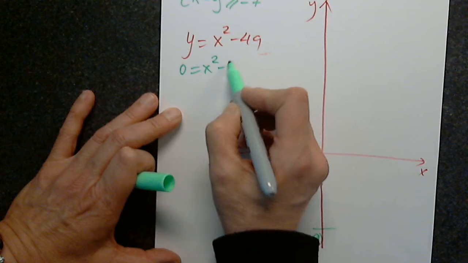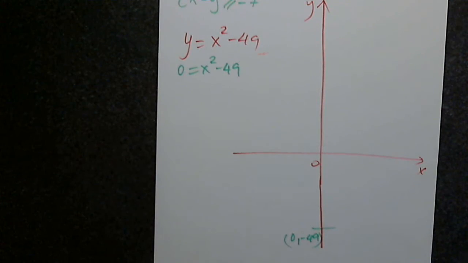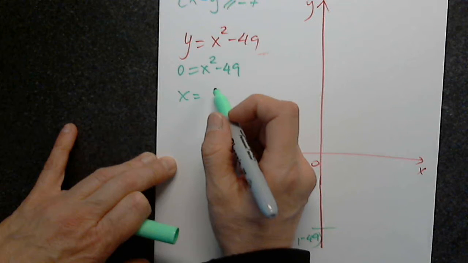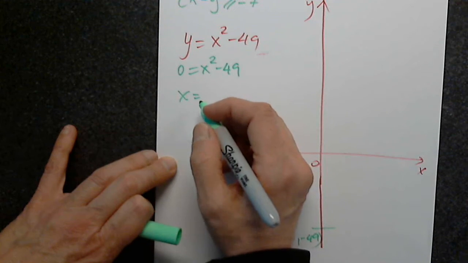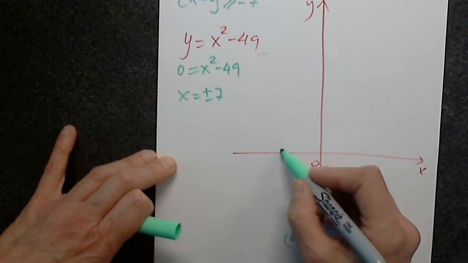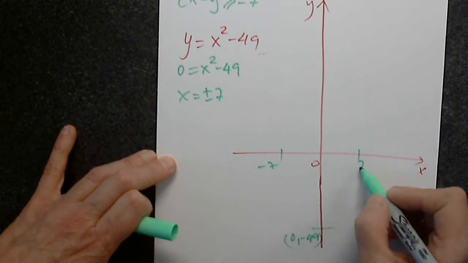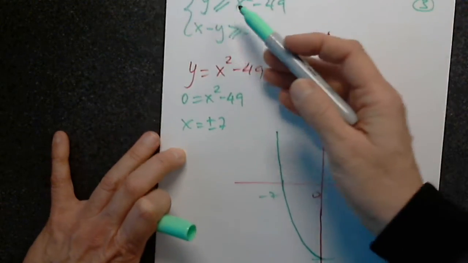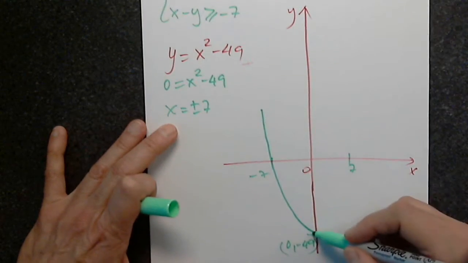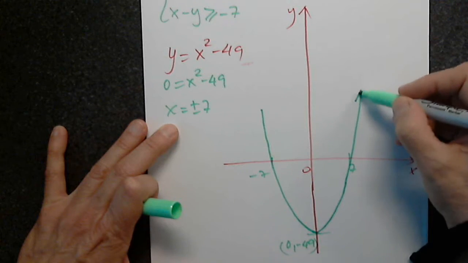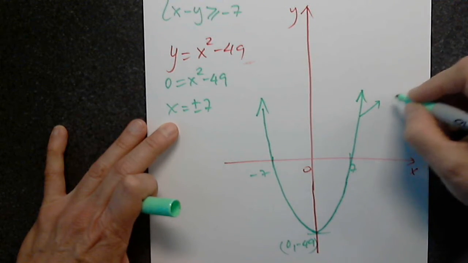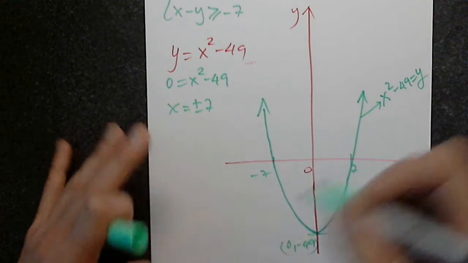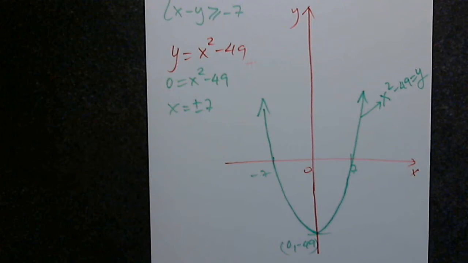0 equals x squared minus 49. Now we know x must be plus or minus 7. So let's say negative 7 and 7. Is it a solid curve? It is a solid curve because of the equal symbol, yes. So here we only graphed x squared minus 49 equals y, or y equals x squared minus 49.